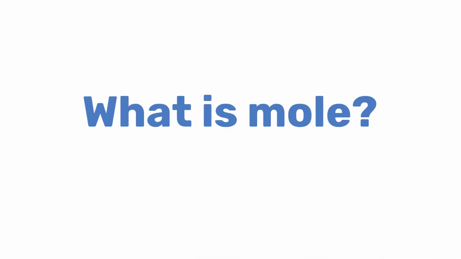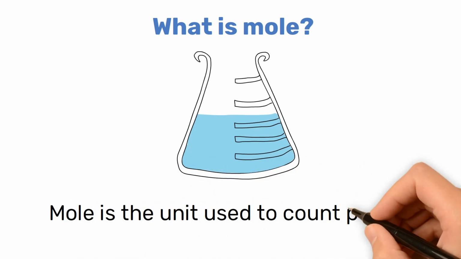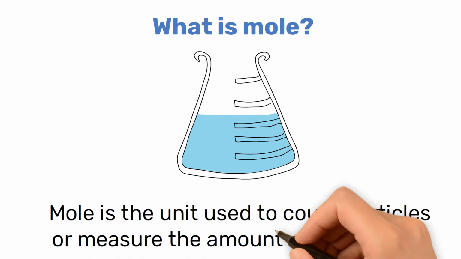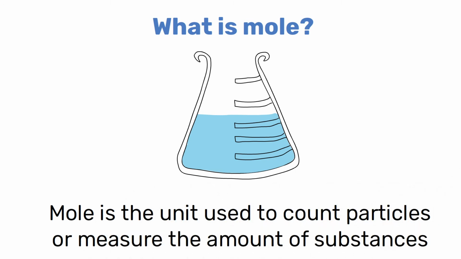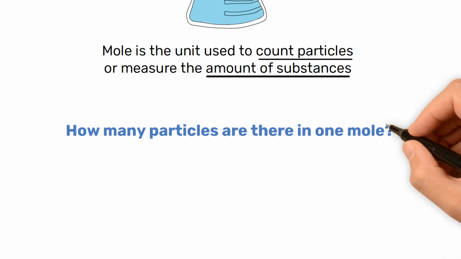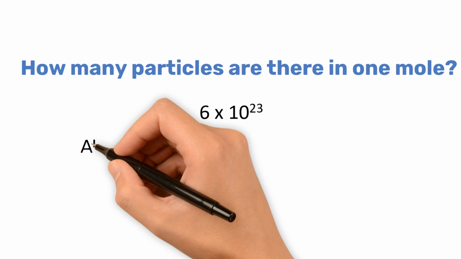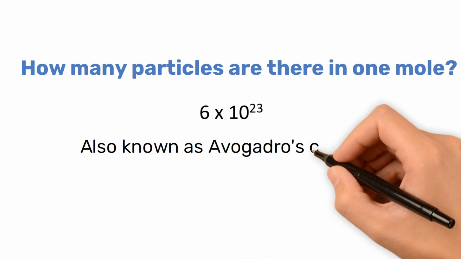So what is mole? Mole is the unit used to count particles or measure the amount of substances. So how many particles are there in 1 mole? It's 6 times 10 to the power 23, which is also known as the Avogadro's constant.